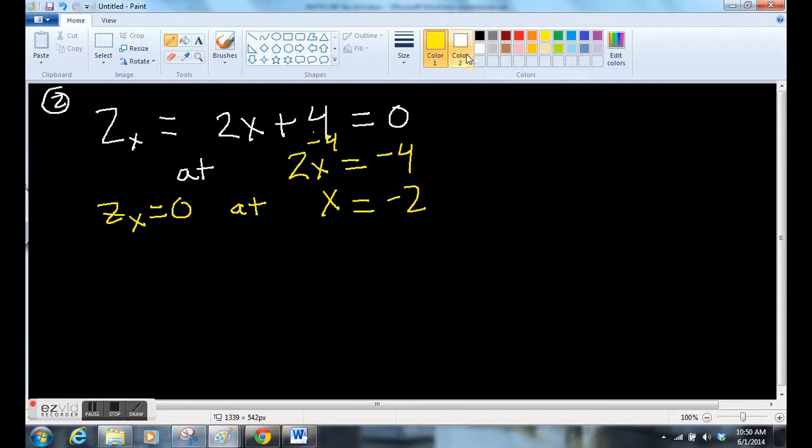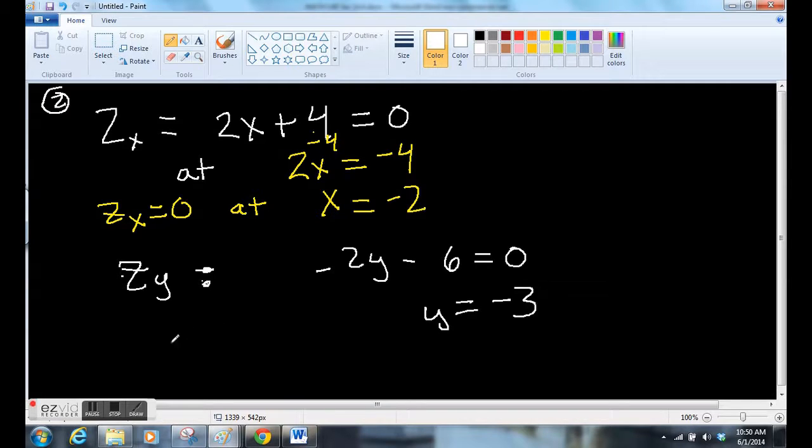Alright, and what about y? What is the derivative in terms of y? This was negative 2y minus 6 equals 0. When does this equal 0? We can bring the 2y onto the other side. You figure this out. Spend a little time on this one if you need to, but you'll find that y equals negative 3. So you have zy equals 0 at y equals negative 3.